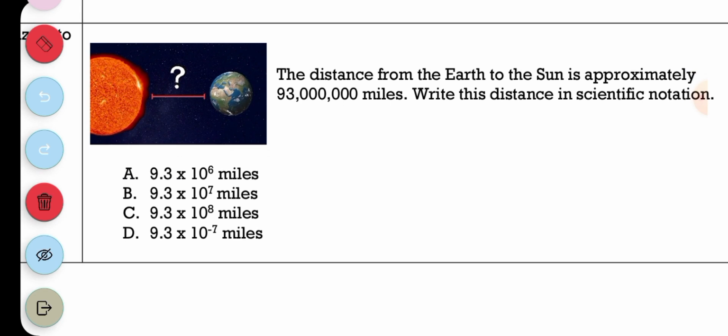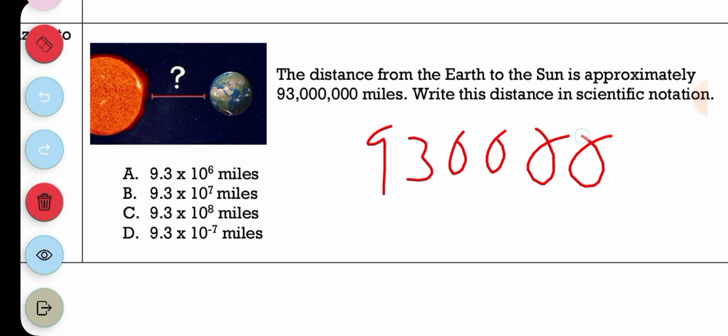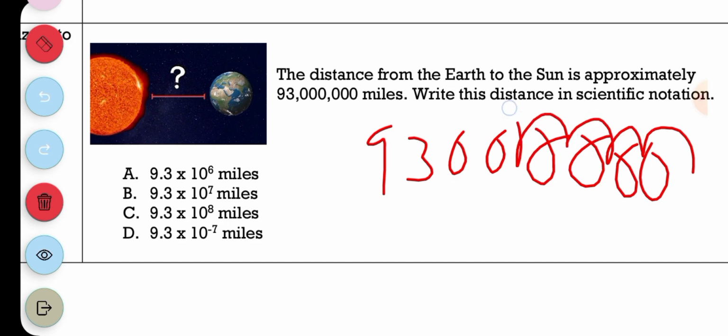Question 5. The distance from the Earth to the Sun is approximately 93 million miles. Write this distance in the scientific notation. So to go about this, 93, 1, 2, 3, 4, 5, 6. So you're going to move 1, 2, 3, 4, 5, 6, 7. So that's where the decimal point will end. So the answer is B.